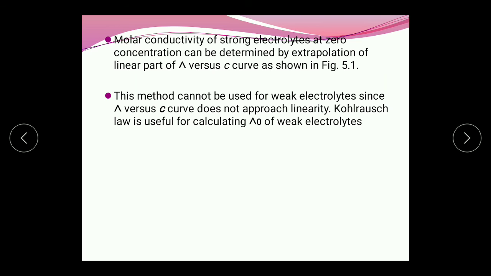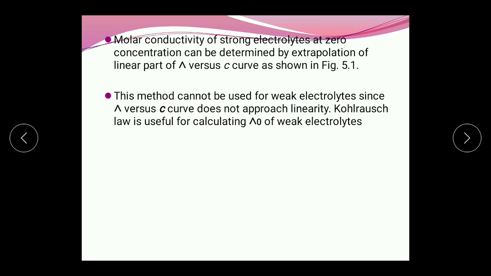Molar conductivity of a strong electrolyte at 0 concentration can be determined by extrapolation of the linear part of the lambda versus C curve. This method cannot be used for weak electrolytes since the lambda versus C curve does not approach linearity. So we can't say that it will go in the same way, but it is a curved line. Hence, Kohlrausch law is useful for calculating lambda 0 for weak electrolytes.